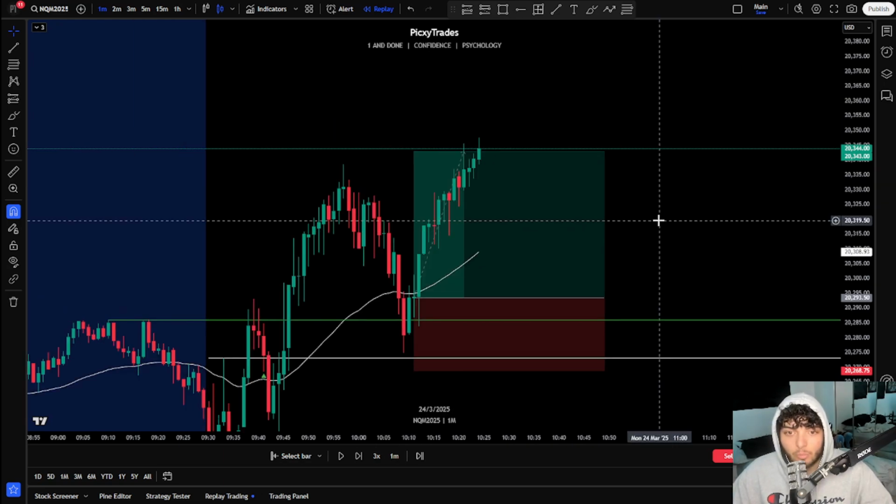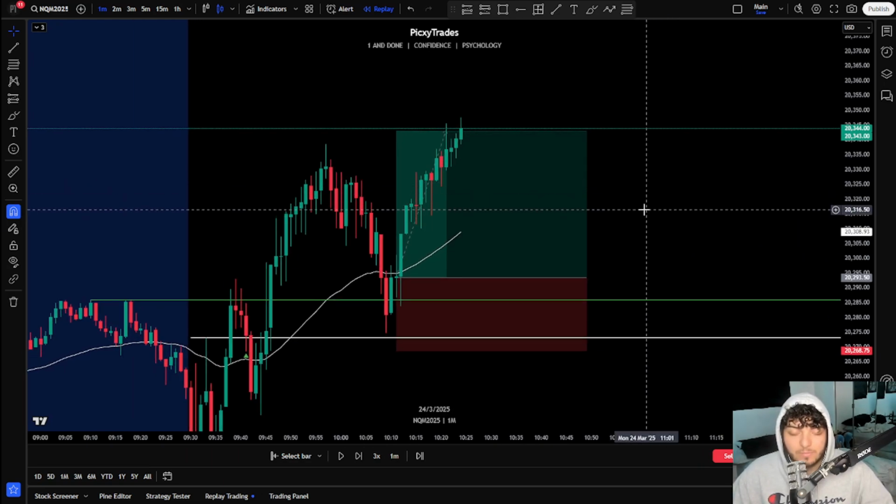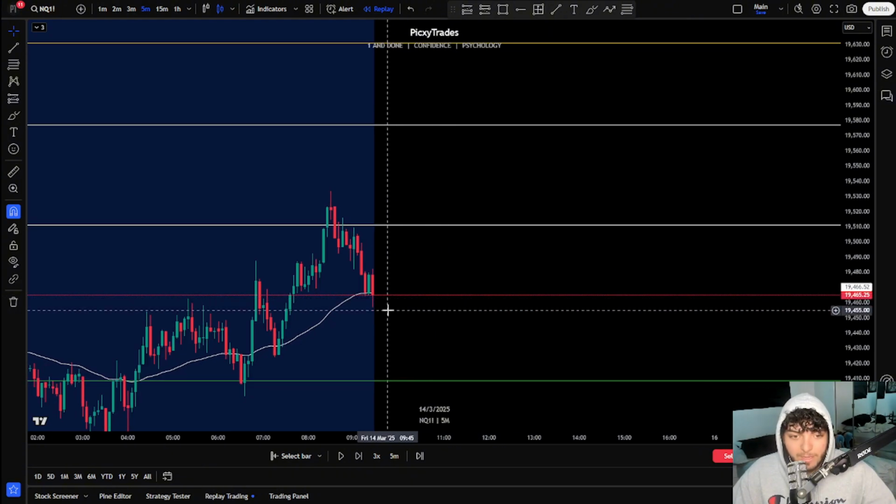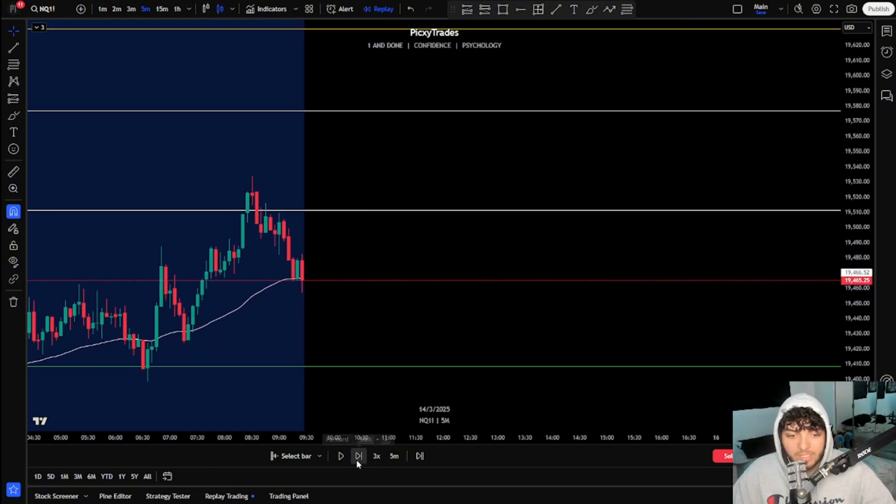As you can see, this did end up working very nicely. Now on to the next example. Here we are now onto our last example. Let's play out the first 5 minutes of market open, mark out our levels, and let's see what happens.